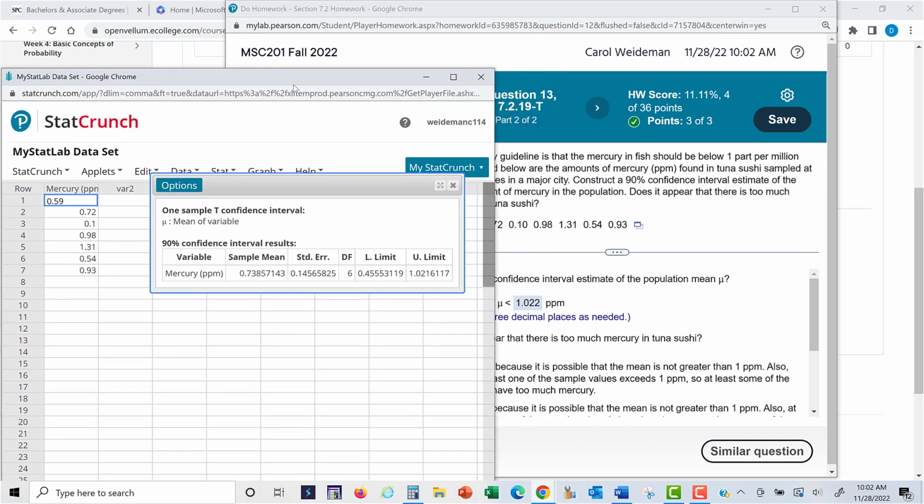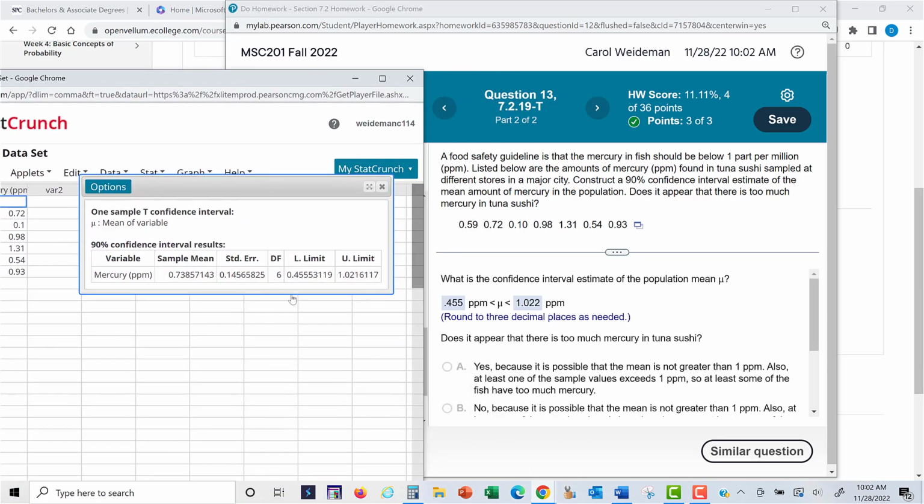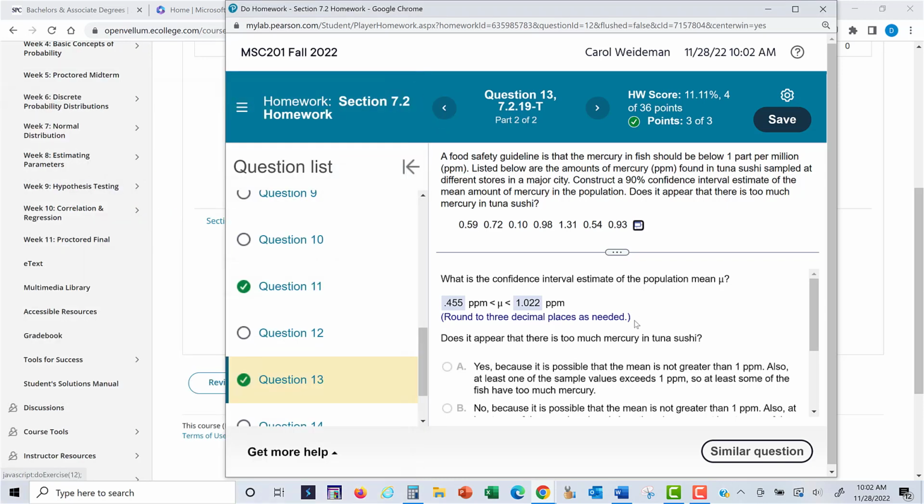All right, so here's my confidence interval. It goes from 0.456 up to 1.022. And then again, there's an interpretation question down here. So that gives you an idea in 7.2 that data will be presented two different ways. Sometimes you'll have summary data, and then you use Stat, T-Stats, one sample with summary, and sometimes you have the data, so you're going to go to the with data option. So that should help you with 7.1 and 7.2.